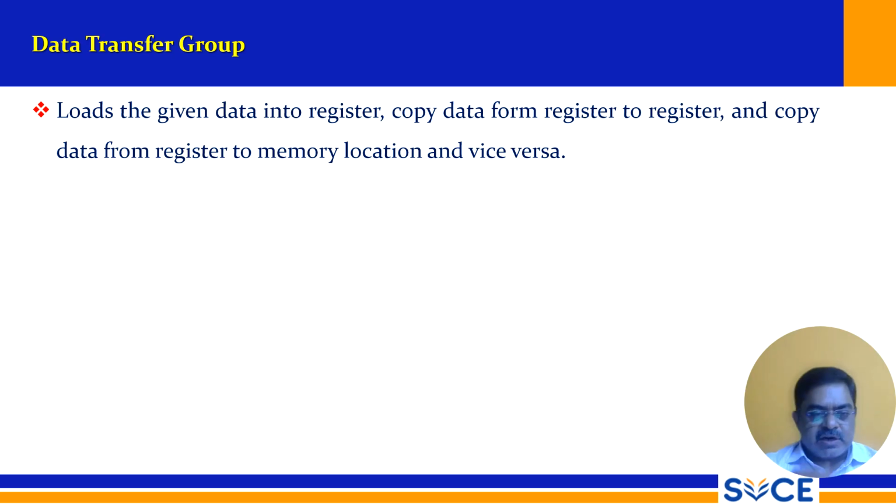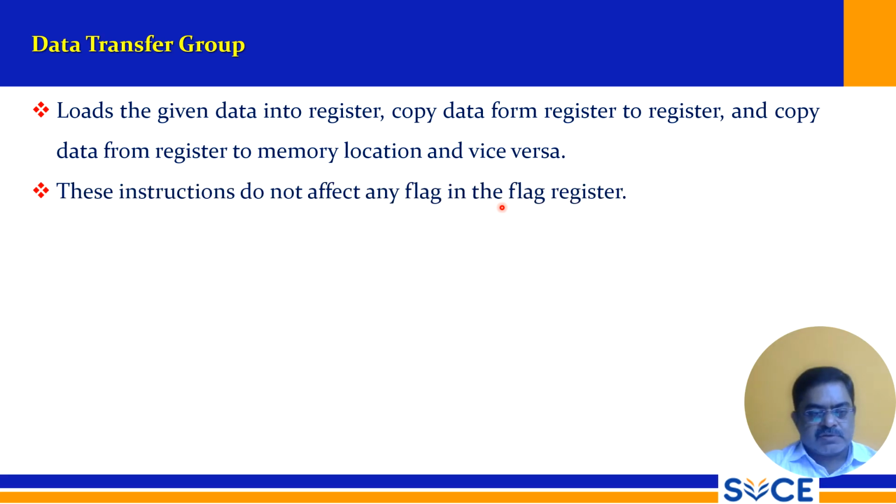So the first one is the data transfer group. There are 13 instructions under this category. It loads the given data into a register, copies data from register to register, and copies data from register to memory location, and vice versa. Data is transferred from one source to another destination, or from destination to source, whatever way we need or require, we can transfer it.